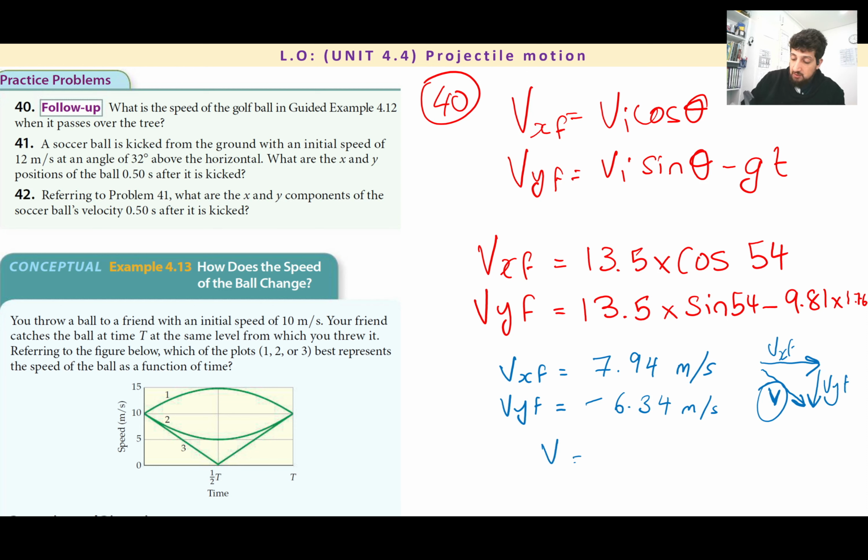So in this case, V is going to equal the square root of 7.94 squared plus negative 6.34 squared. I like putting negatives in brackets. It's just good practice because with calculators, especially an old calculator like mine, it gets a bit confusing for the calculator. So that's why it's better just to put it in brackets. Once we do that, we've got 40.24 plus what should be about 63, 7.94 squared, and the square root of all of that, and we get final velocity is 10.